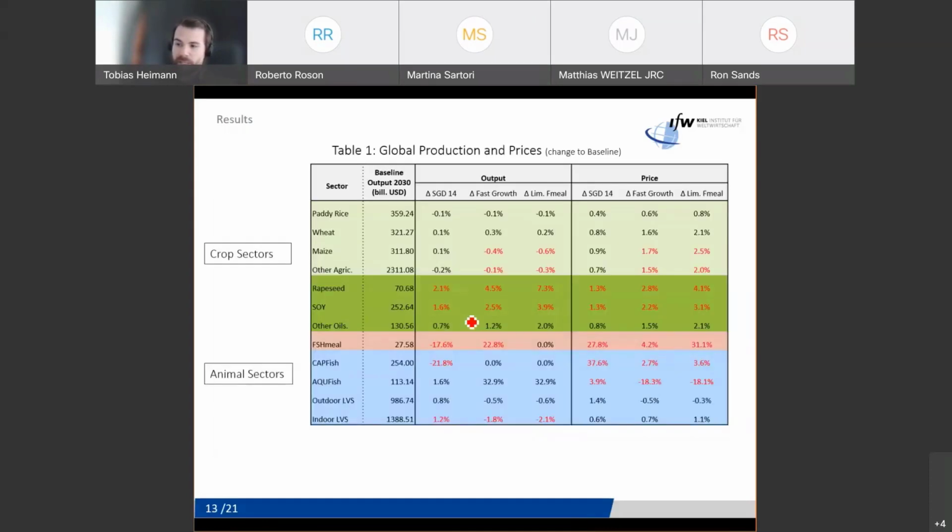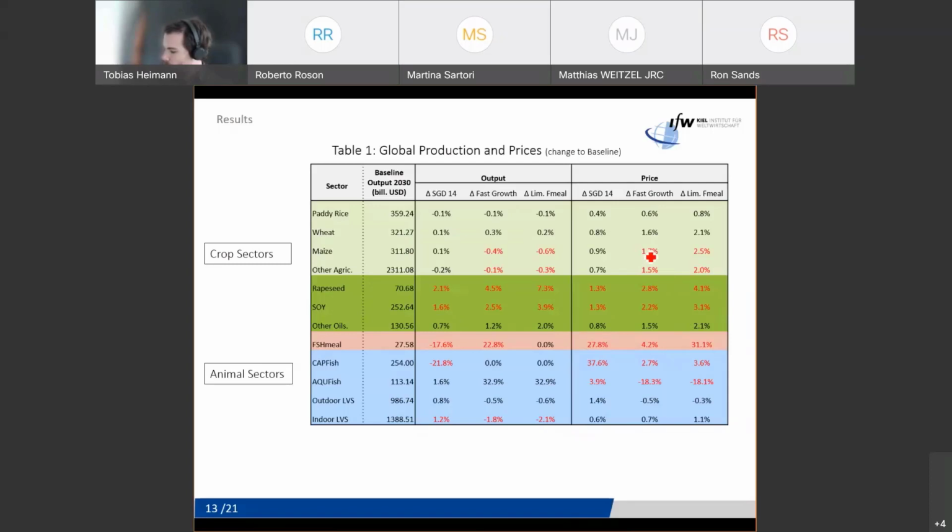And this is, of course, driven by developments in the global production and prices. So when we look at the oilseed crop sectors, so mainly rapeseed and soy, which are the most important vegetable fodder items for aquaculture fish, there we see that output strongly grows in the aquaculture expansion scenarios, stronger than in the SDG 14 scenario, and also the prices strongly increase. Moreover, we see some effects on the prices of other agricultural crops.